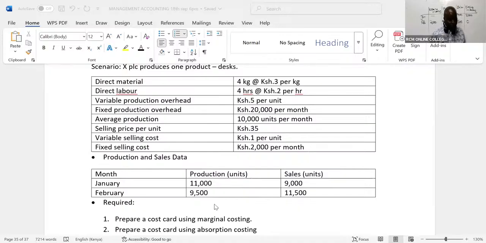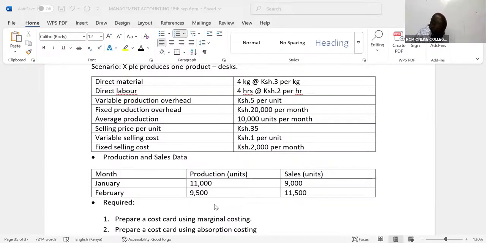So then they want me to prepare, number one, a cost card using marginal costing. Let's prepare a cost card using marginal costing. So mention there cost card in brackets MC. I'll rub this, but I expect when I start doing my P&L, you'll be able to remind me these figures. If you don't remind me these figures, I know the punishment that will be meted unto you guys. Because already you have them.